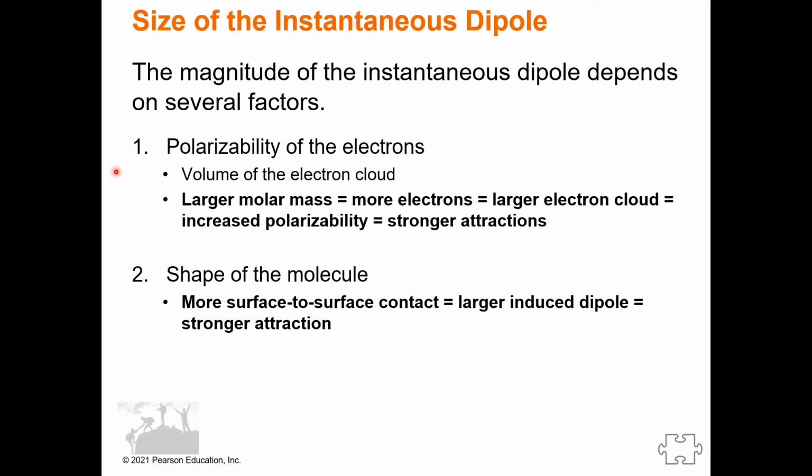Second thing is the shape of the molecule. If the molecule is a very long chain, then there will be more surface-to-surface contact between those different molecules. So if those molecules are in contact with each other, then there's more points of attraction.